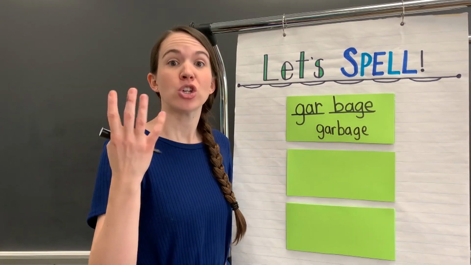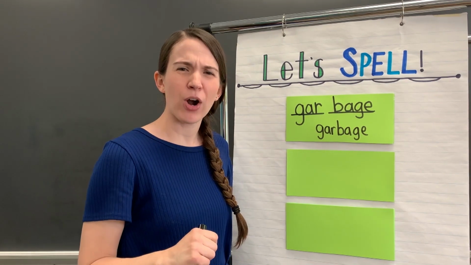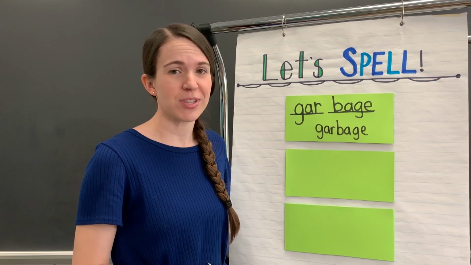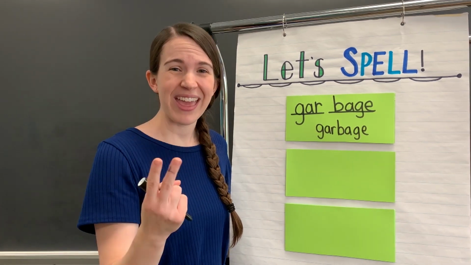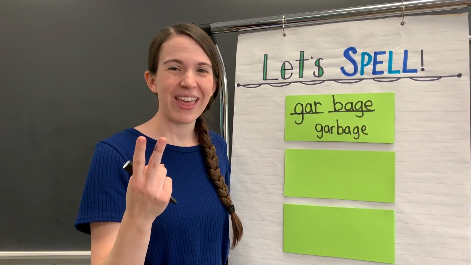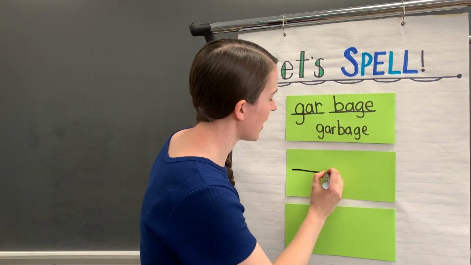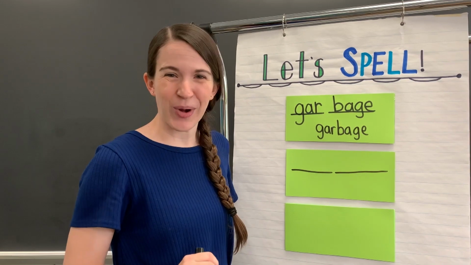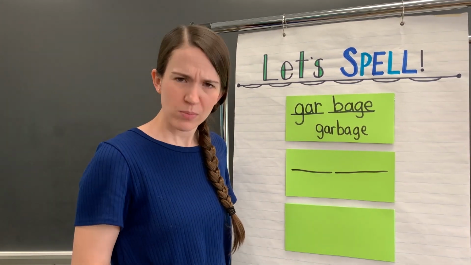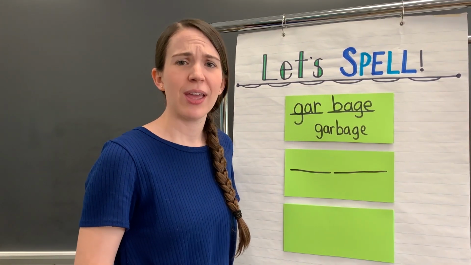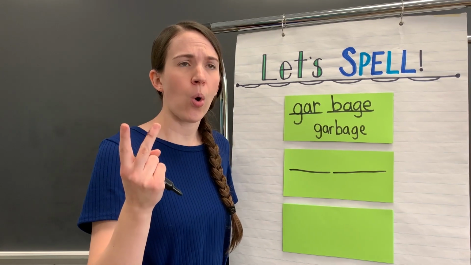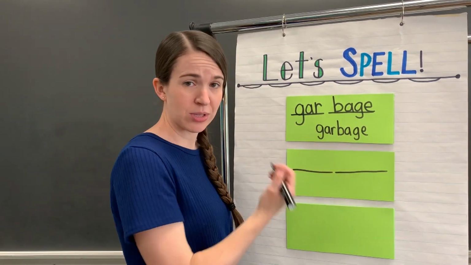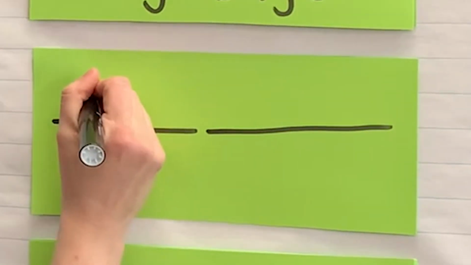Say that with me. Shortage. How many parts or syllables do you hear in shortage? I hear 2 syllables. Short, idge. Let's draw 2 lines on our paper for each of those syllables. Now, let's start with the first syllable, short. What sounds do you hear in short? I hear sh, o, r, t. I hear 4 sounds. Let's write down the letters that match the sounds that we hear.